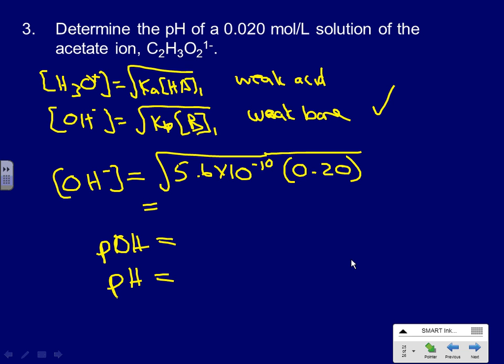Question? What did I do? 0.020. Thank you. So now we're going to treat those conjugate bases as if they're regular good old bases, and they are. They will make a solution basic.